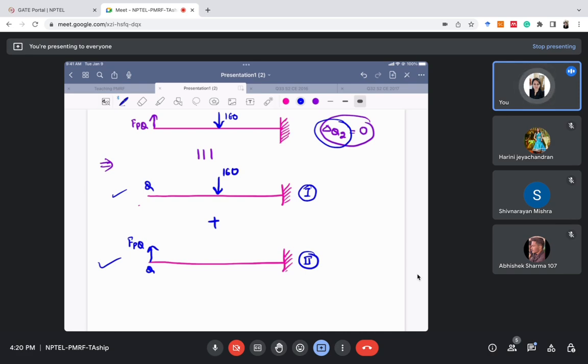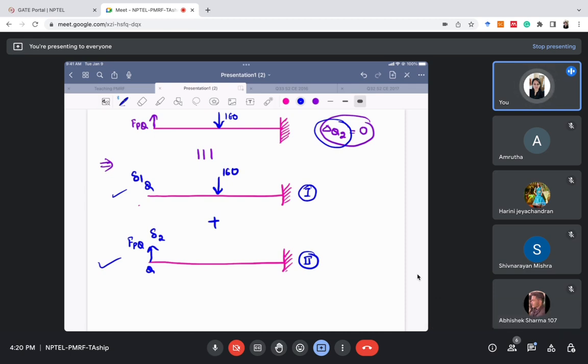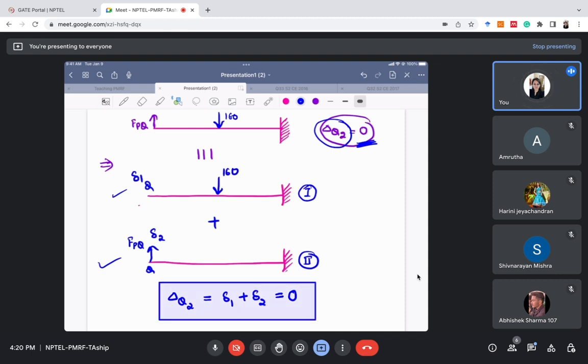Okay, so let's call the deformation of point q here as delta 1, and the deformation of point q here as delta 2, right? Delta q2 is delta 1 plus delta 2, and in total it is equal to 0. So this has become our final condition which we need to solve. In structures it's very common that you need to break these structures into different parts for simplification and analysis. So we will find delta 1 and find delta 2.